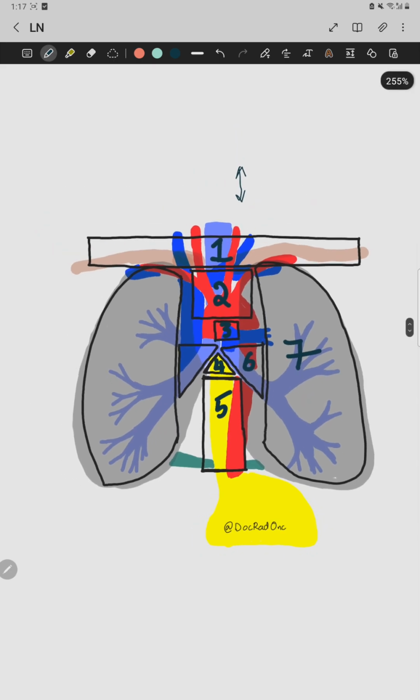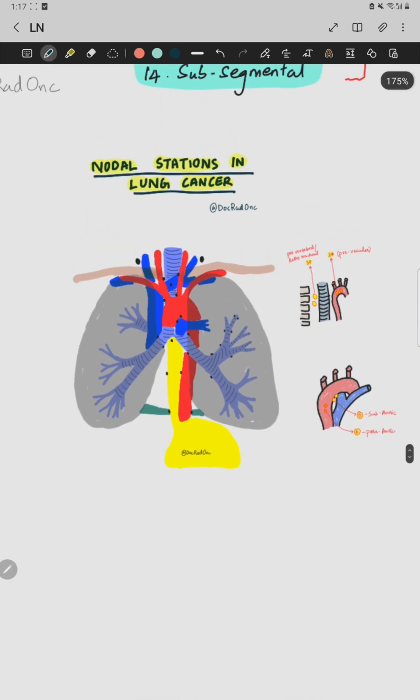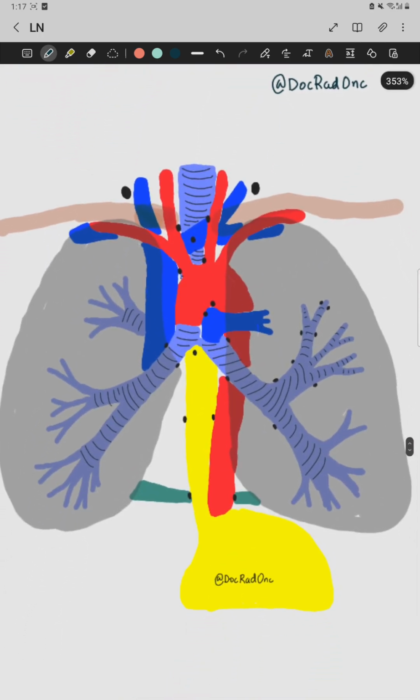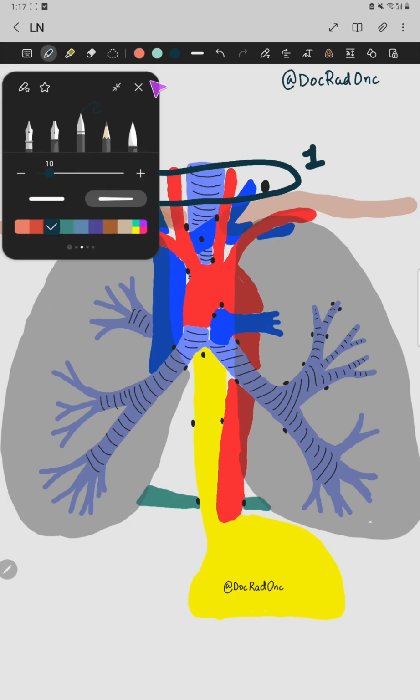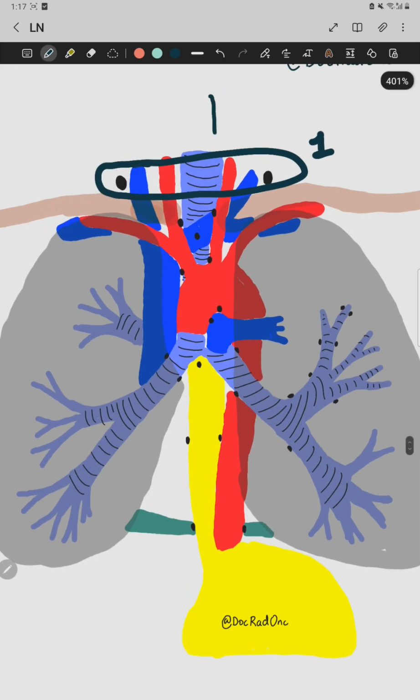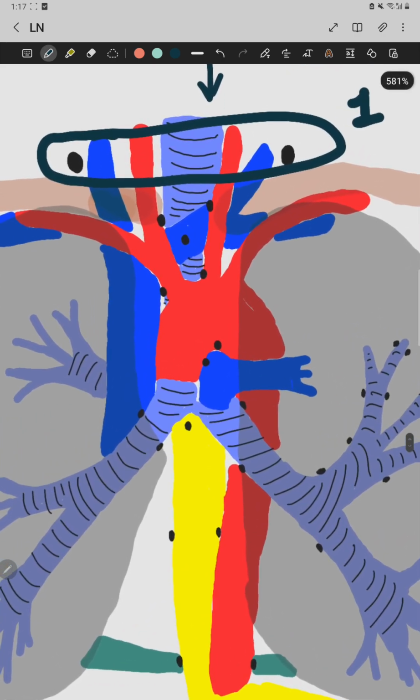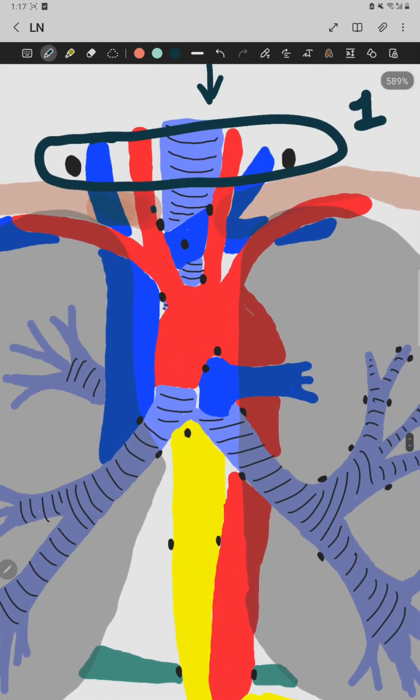Now let us go to the stations. Lower cervical is similar to the supraclavicular here for the stations. So this one would be station 1, that is the supraclavicular station. Now here again you go above to below. So if you just zoom in, this is the trachea, right? So this is upper paratracheal and this is lower paratracheal. So this is beside the trachea.